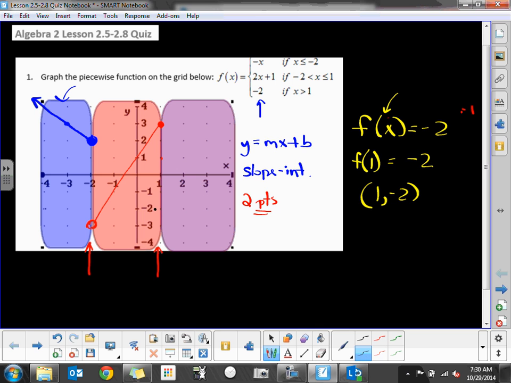I want to make sure it's an open circle on that because it's just greater than 1. And then for every x value greater than 1, it's always -2. Or as we talked about in class, when it's just equal to a constant, it's going to be a horizontal line. So there's the piecewise function that we should have had for question number 1. Graphing in different intervals, using your ideas of slope and intercept and your horizontal lines to help you graph.